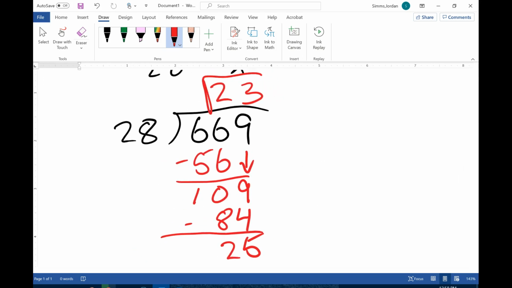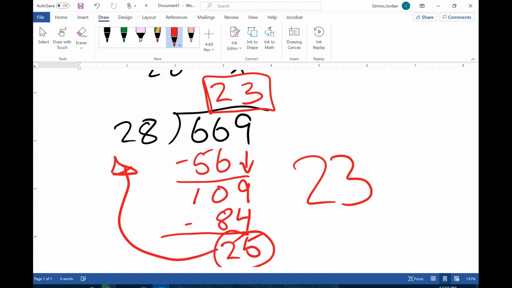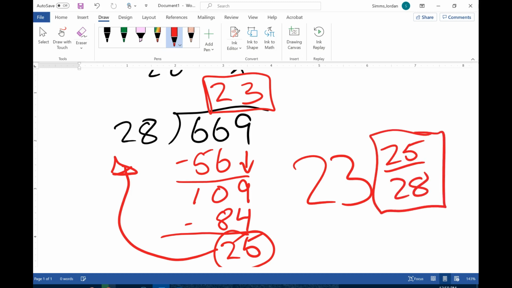We're going to have 23, and then we express the remainder over the original divisor. So that's going to be our mixed number. So 23, that's called our quotient, our answer, and the remainder, 25, over the original divisor. And that's already in lowest terms. There's nothing I could factor out of that or do anything fancy with.